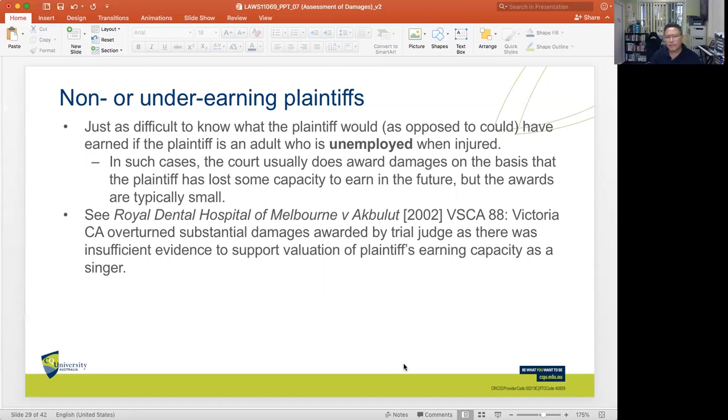So in the case, for example, of Royal Dental Hospital of Melbourne versus Akbalut, the Victorian Court of Appeal overturned substantial damages which were awarded by a trial judge, as there was insufficient evidence to support valuation of a plaintiff's earning capacity as a singer.